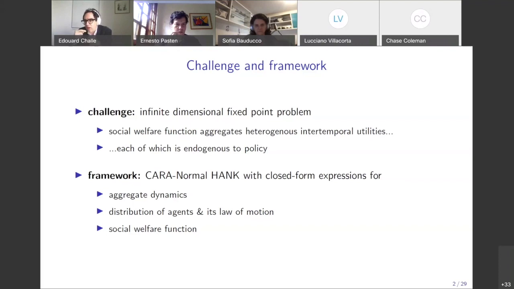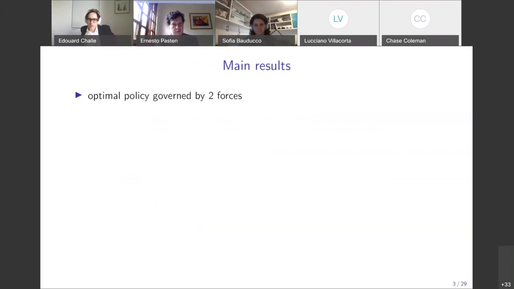Now the fixed point problem, which required aggregating infinitely many intertemporal utilities, will be tractable thanks to this aggregate social welfare function. Once we have the social welfare function in closed form, we can solve an optimal policy problem using reasonably standard tools, such as those used to solve models with a representative agent. So let me give you the main results that we have before I go into the details of the model.